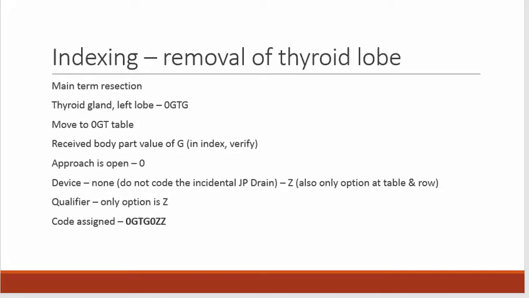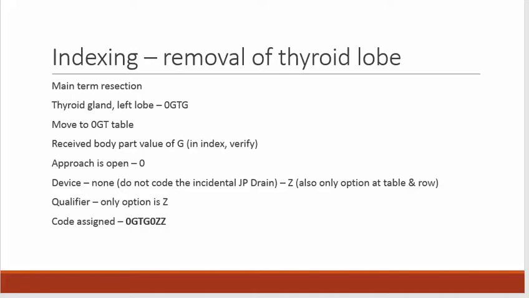Then we could move to the coding of the removal of the left lobe of the thyroid gland. In ICD-10 PCS, there are two lobes, a right and a left lobe. The individual lobes are considered individual body parts. So the removal of the entire left thyroid lobe in this case is considered resection. We index the main term of resection, then the thyroid gland, left lobe. We're given 0GTG in the alpha index.